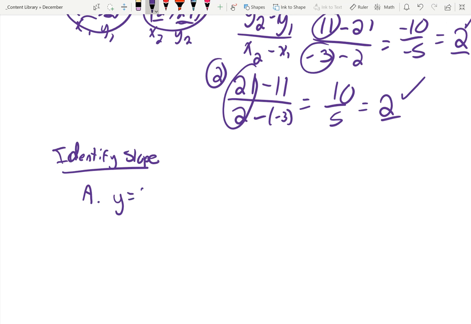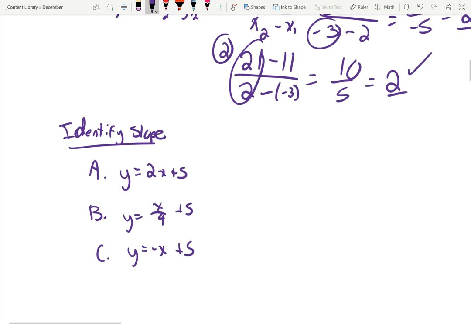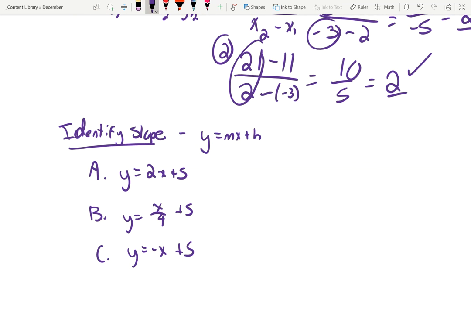So we have y equals 2x plus 5. We have y equals x over 4 plus 5. And we have y equals negative x plus 5. So identify slopes coming from y equals mx plus b. This is called slope-intercept form. So two main things to be aware of here are the m and the b. The m is your slope value. The b is our y-intercept.